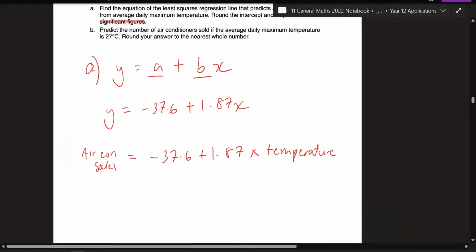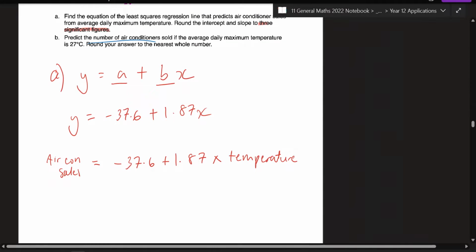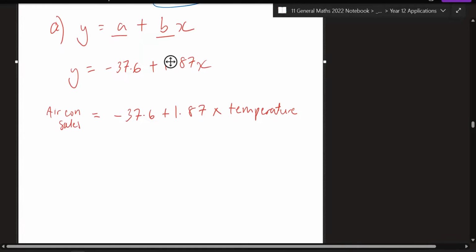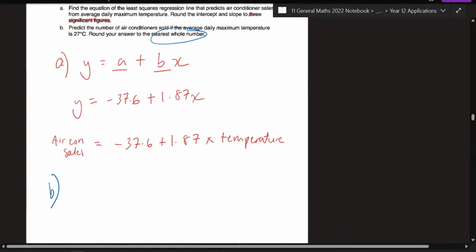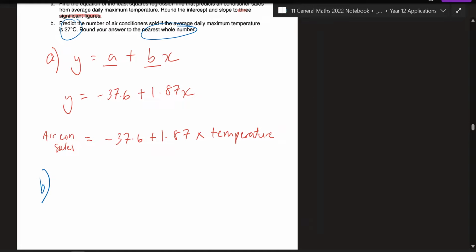Okay, so that's part A. Part B: predict the number of aircons sold if the average max daily temp is 27. Round your answer to the nearest whole number. So for part B, you're just going to use your formula to figure out how many aircons you'd be selling if the temp was 27. And round it to the nearest whole number. So that means your formula is going to be aircon is equal to negative 37.6 plus 1.87 multiplied by the temperature of 27.